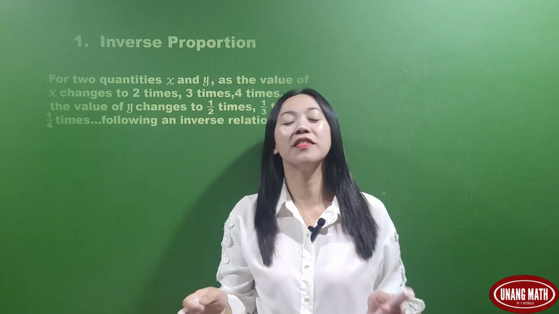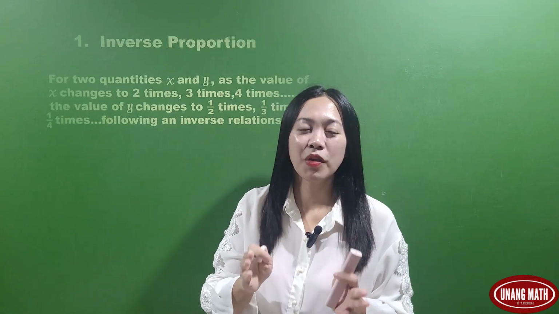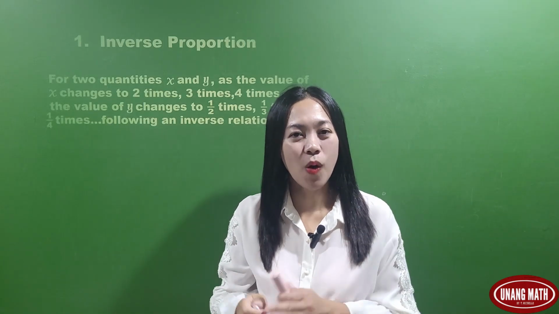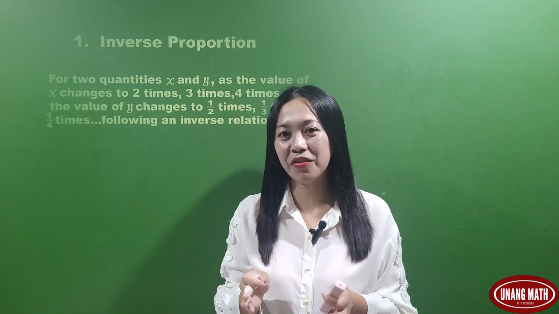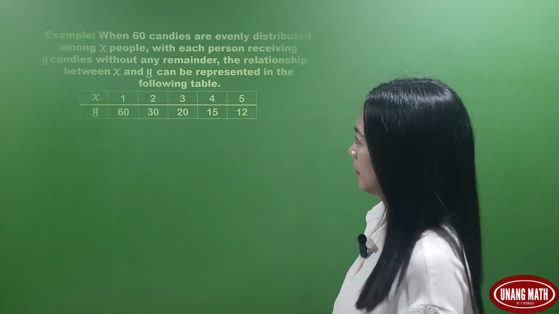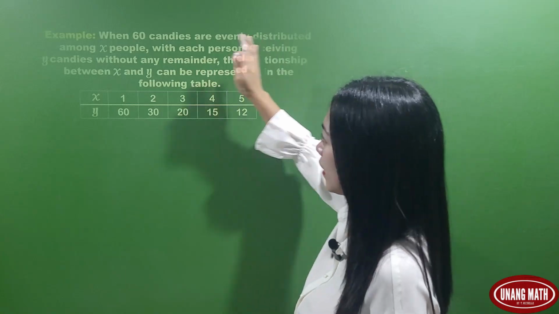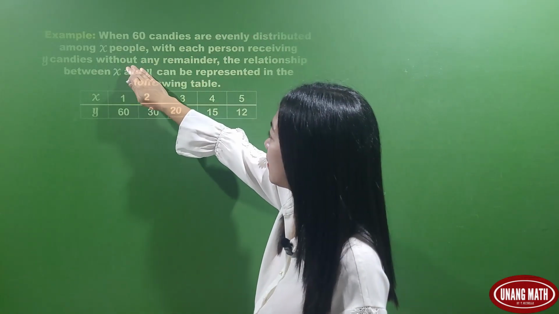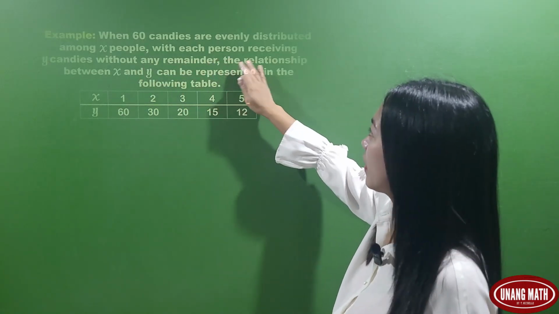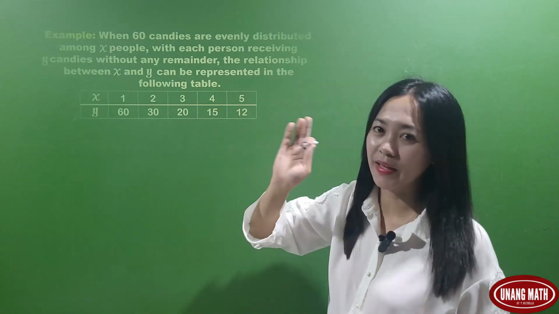In other words, this is a kind of relationship between two quantities where an increase in one quantity causes a proportional decrease in the other. Okay, let's give an example. When 60 candies are evenly distributed among X people, with each person receiving Y candies without any remainder, the relationship between X and Y can be represented in the following table.